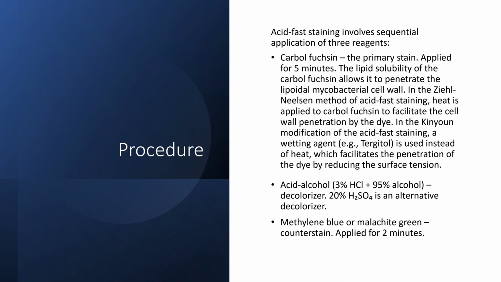Basically, the Kinyoun modification uses carbolfuchsin, but it doesn't use hot carbolfuchsin. It uses the wetting agent to enhance the penetration of the carbolfuchsin. Then the second step is acid alcohol, which is 3% hydrochloric acid, 95% alcohol. Sometimes there is an alternative decolorizer, 20% sulfuric acid. The counterstain is methylene blue or malachite green, which we apply for about 2 minutes.